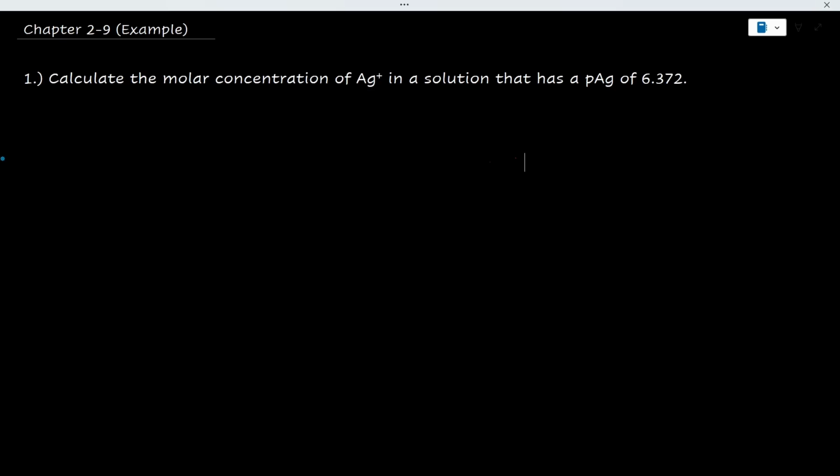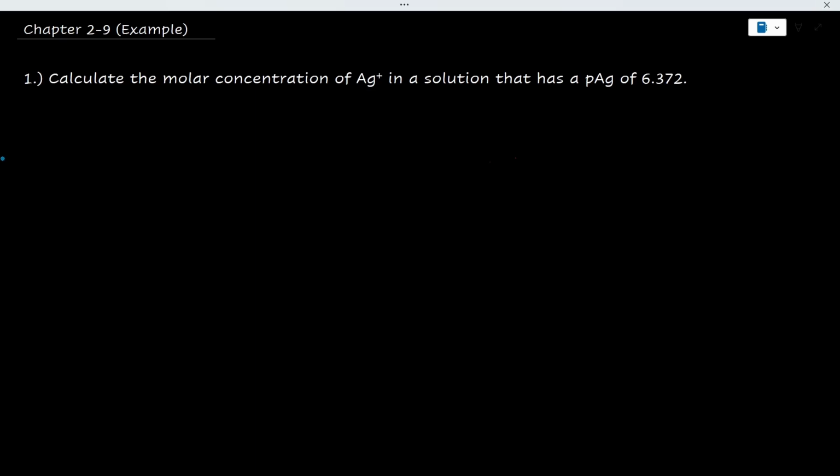Hi everyone, in this video we will be focusing on the logarithmic concentration relationship. We will be finding the molar concentration given the p-value of an element. If you have seen the previous video, we discussed how to find the p-value given the molar concentration. In this video, we will calculate in the opposite manner.